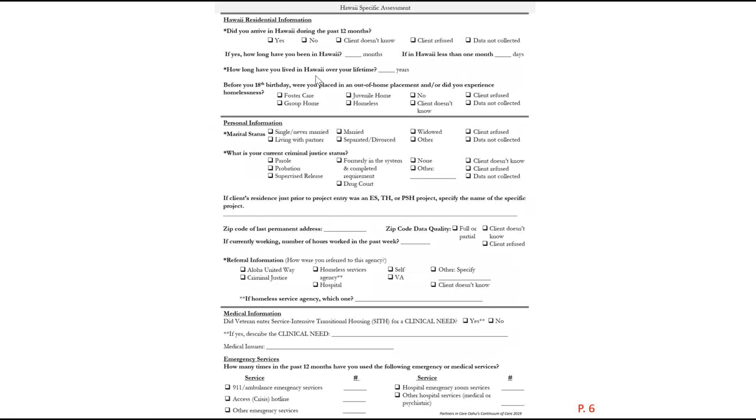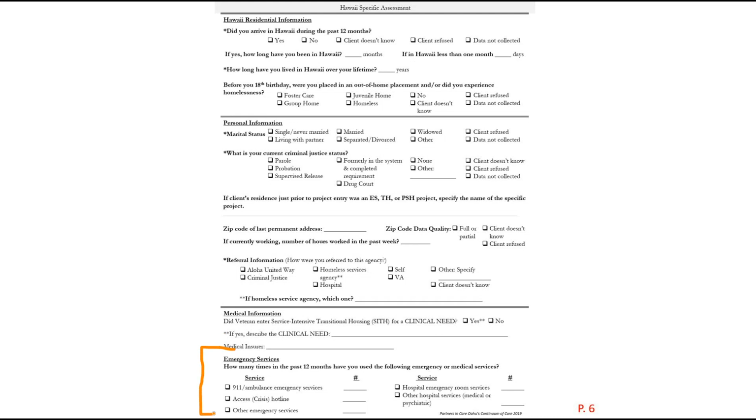We have questions on HUD health insurance and HUD financial. And then this last page is Hawaii-specific questions. Hawaii is the only state that asks these questions. You can read through them, but it's asking how long they've been in Hawaii, when they arrived, marital status, criminal justice status, referral information. And then at the bottom, they're asking about use of emergency services.